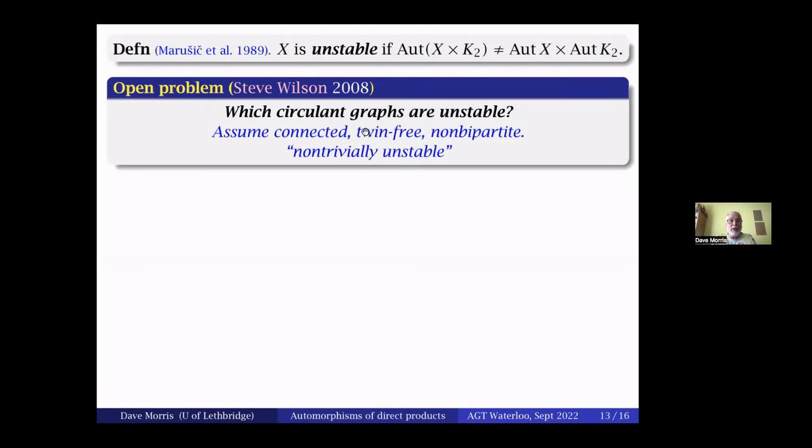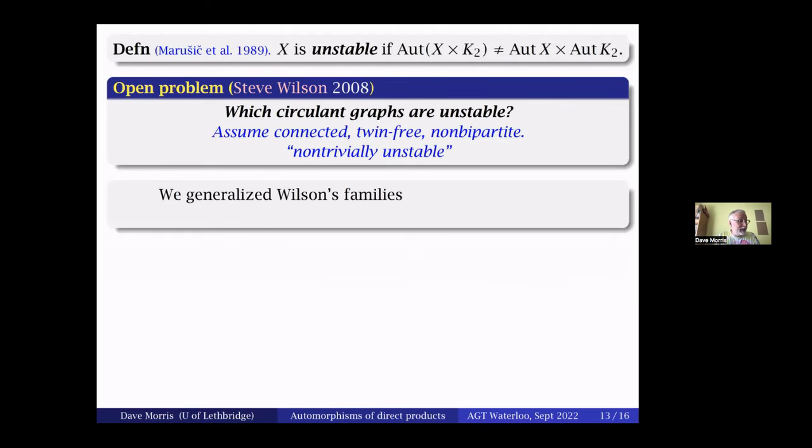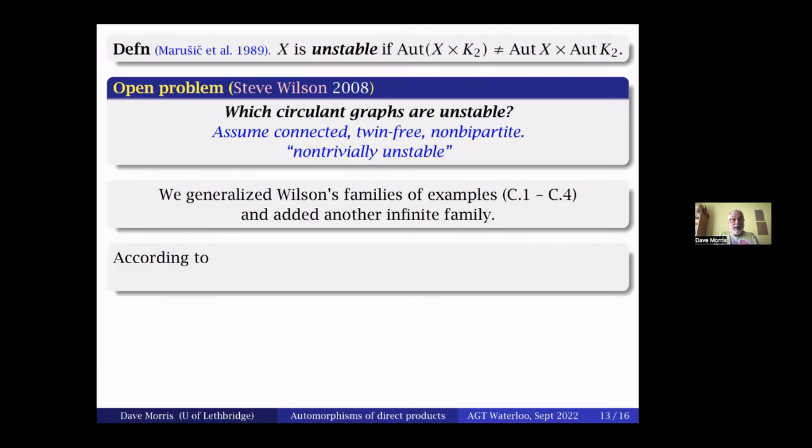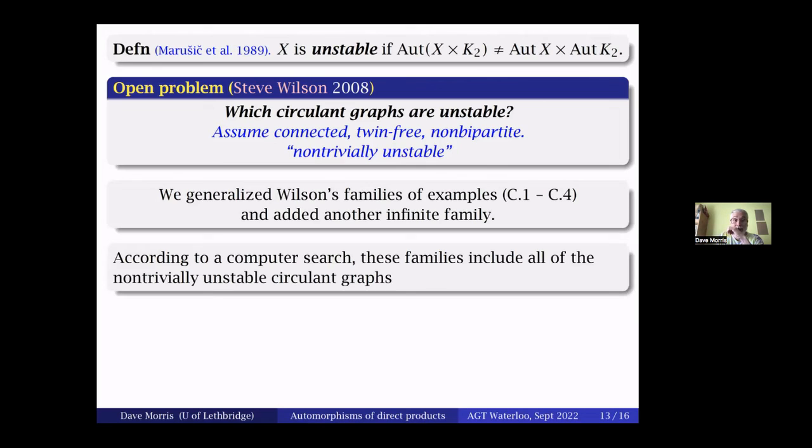So what Steve really asked was which circulant graphs are non-trivially unstable. And we generalized Steve's examples C1 through C4. Actually we found one additional family, but basically it's Steve's answer. Steve Wilson found a bunch of examples. We expanded that somewhat to get more examples. And then according to a computer search, I looked up the graphs of size 50. These examples we found do include all of the graphs up to size 50. So it's a complete list up to size 50 as far as we can tell. But beyond that, I don't know.